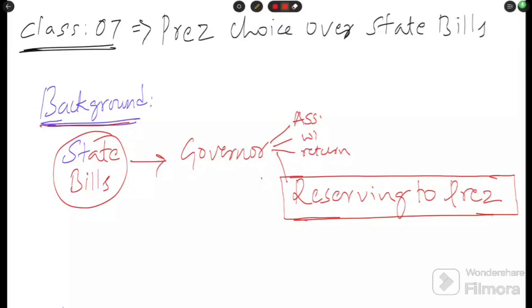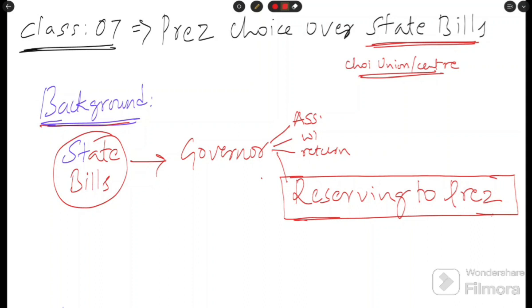We need to discuss the president's choices over the state bills. In the previous class, we already discussed the choices over union bills, that is, Centre bills. In this class, we need to discuss the state bills. What are the choices? Does the president have any command or any control over the state bills? We need to see that.